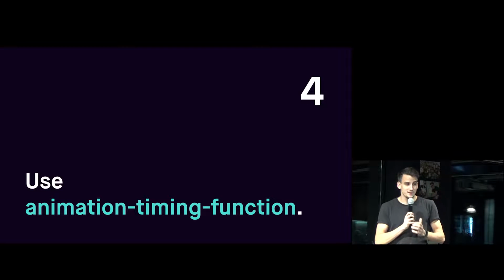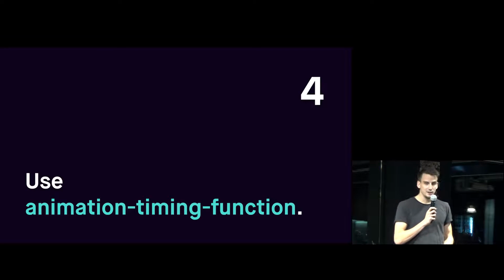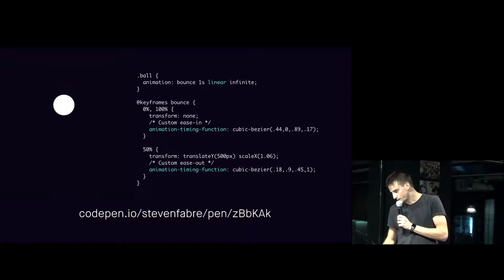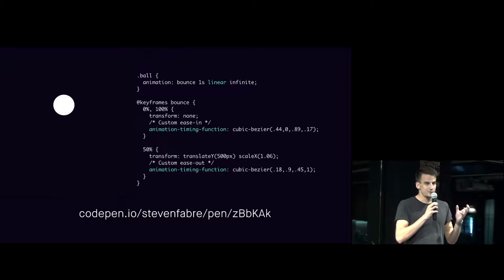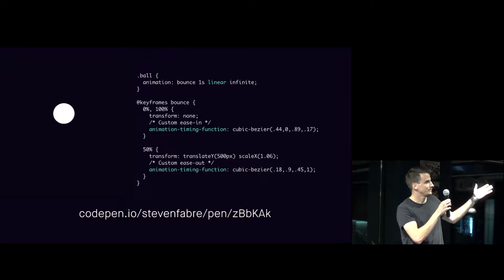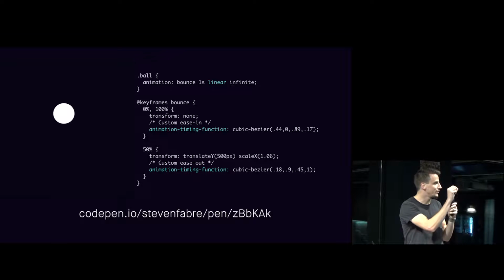Tip number 4, so when you don't use transitions and you use animation, a trick that I find really useful is to apply animation timing function property within the keyframes themselves. That way, you don't have to recreate manually the keyframes yourself. I see a lot of cases where people, in that case, they would put 20 keyframes with all the points where the ball should be at each frame.